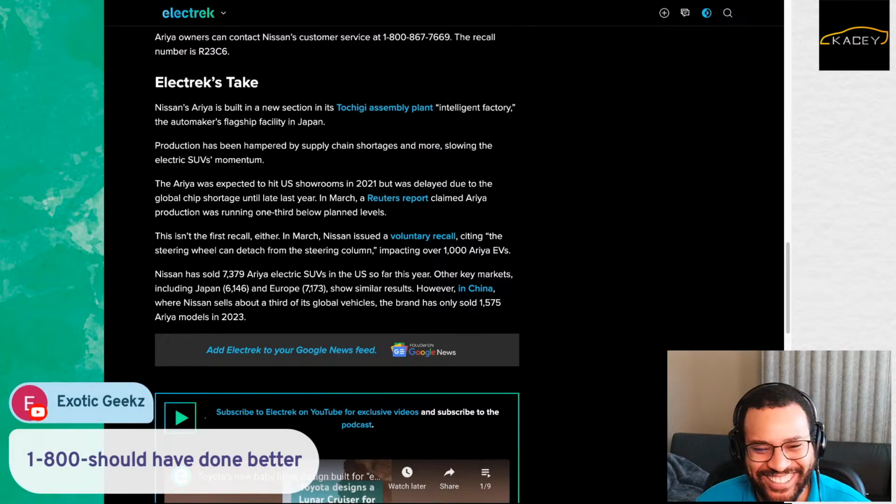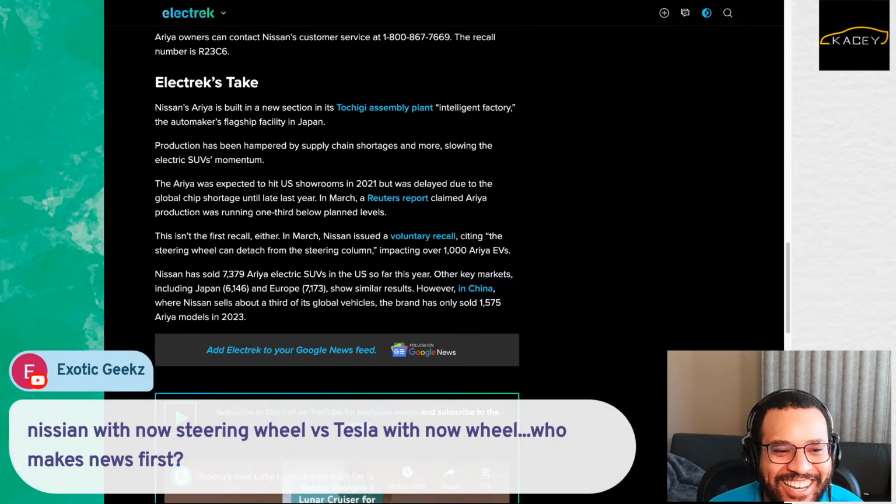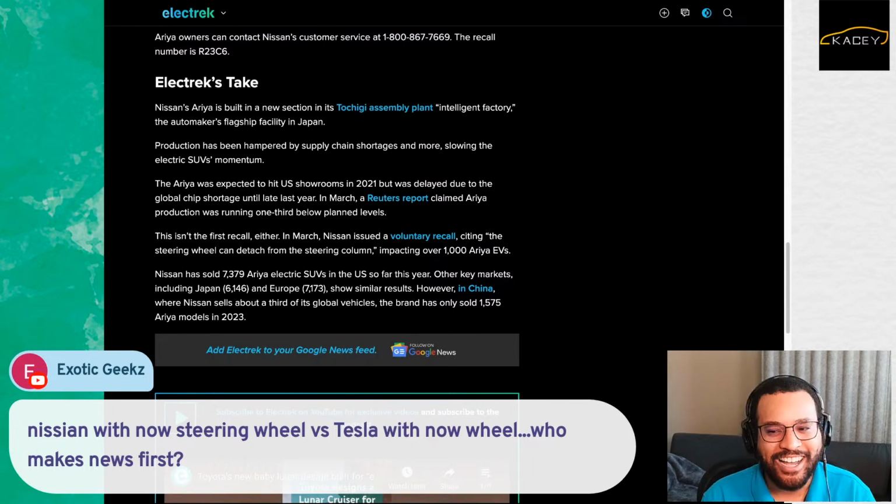I love it. Nissan's now its steering wheel versus Tesla with no wheel. Who makes the news first? Tesla did. The only reason that they even were in the same episode was because it was the second reported occurrence, with the Tesla and the Nissan hitting that same week, and they both did recalls at the same time. But that was pretty bad on both of their parts, except that I think the first complaints were people saying that it came off in their hands, and it actually didn't. It was just loose, which was not the best and is not safe.